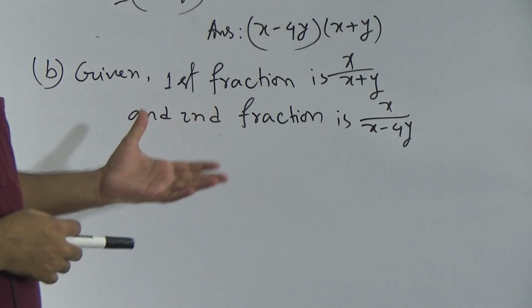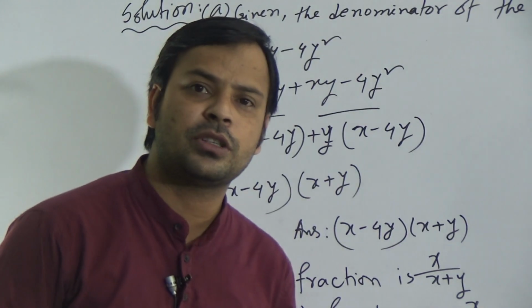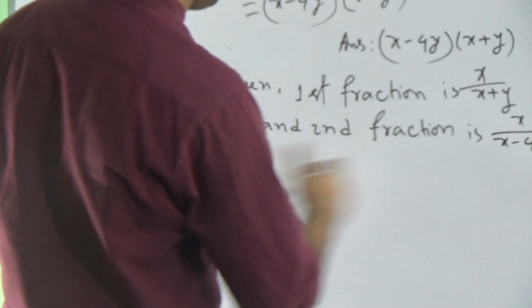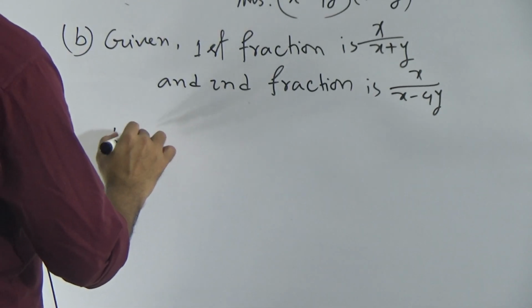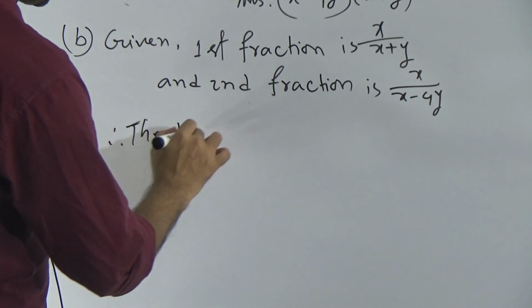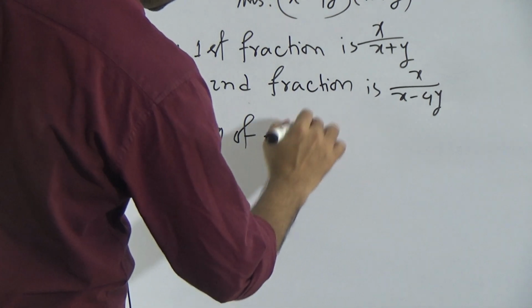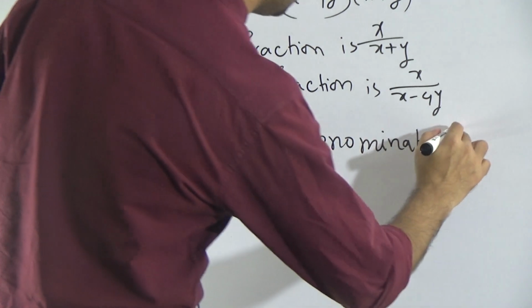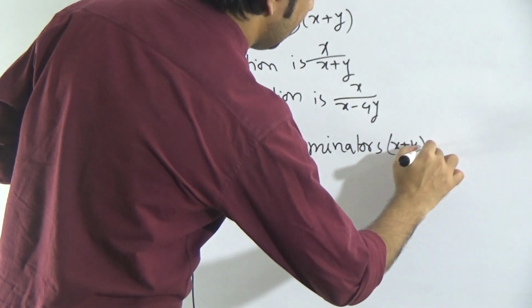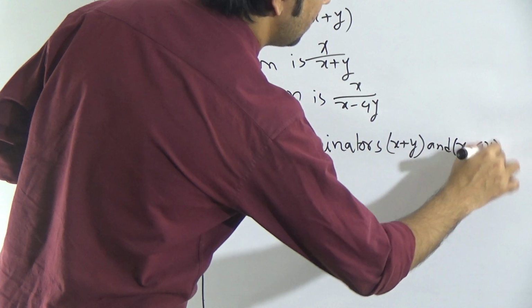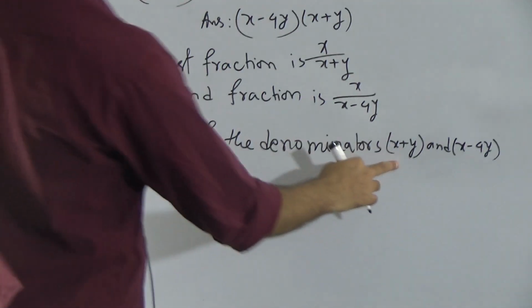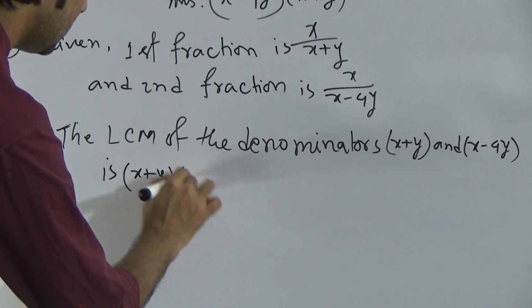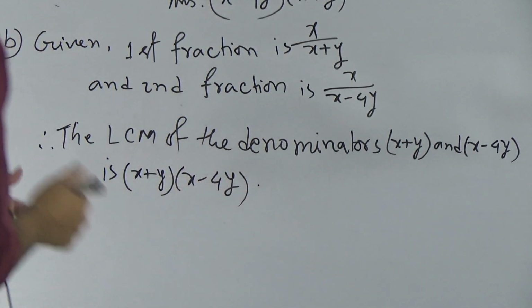Dear students, you know, to express some fractions with equal denominator or common denominator, you have to do the LCM of the denominators of the given fractions at first. So do the LCM of the denominators. So we can write, therefore the LCM of the denominators x plus y and x minus 4y is, as there is no factor common here, so LCM will be their product, x plus y and x minus 4y. Okay, dear students, we have done the LCM.